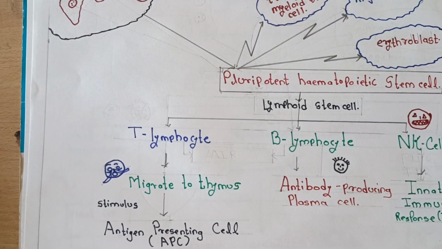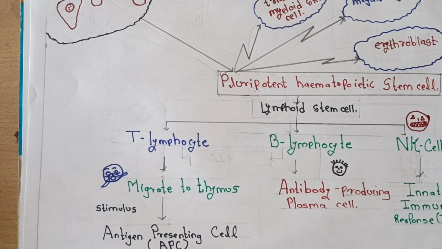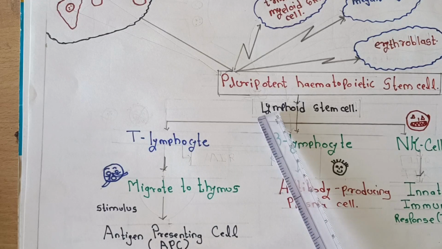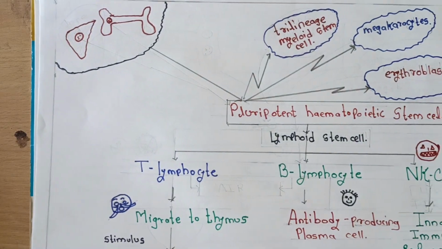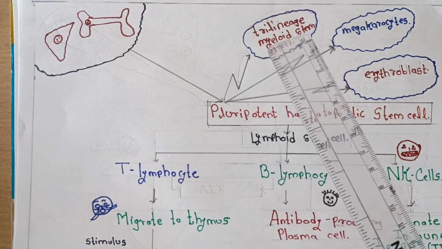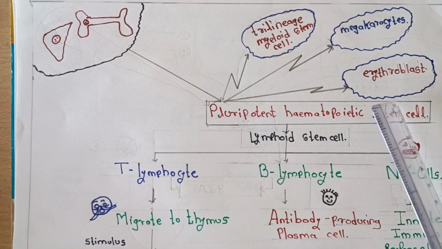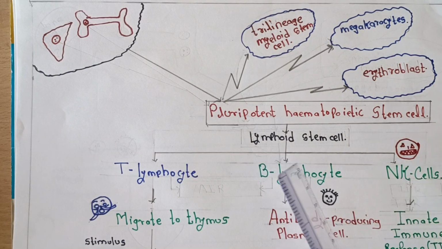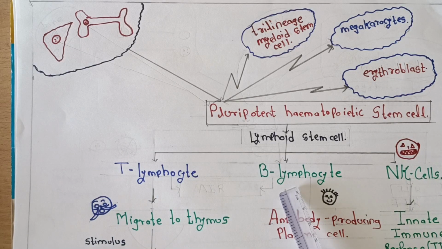Pluripotent hematopoietic stem cell. It is the most important cell because it is responsible for giving rise to the different types of other cells. It is generated from the liver and the bone marrow, and the pluripotent stem cell is responsible for the rise of the trilineage myeloid stem cell, megakaryocytes, erythroblast, and the most important, lymphoid stem cell. The lymphoid stem cell again generates the T lymphocyte, mature B lymphocyte, and the natural killer NK cells.